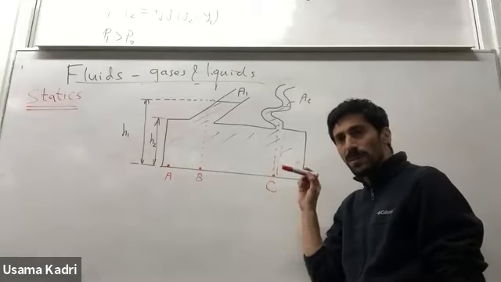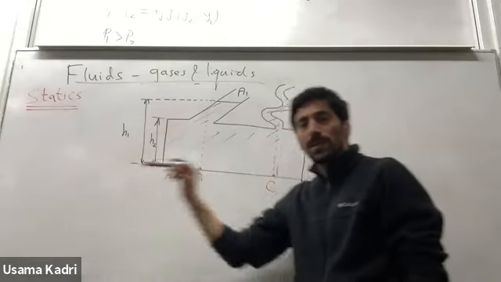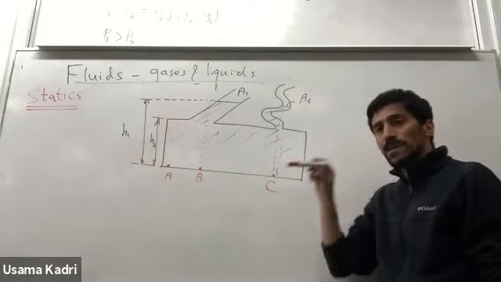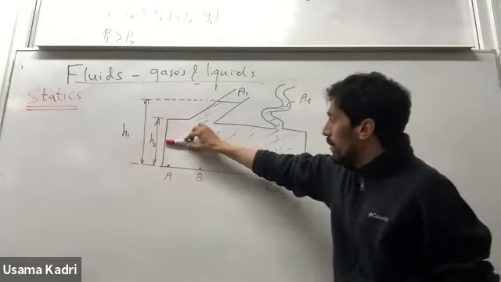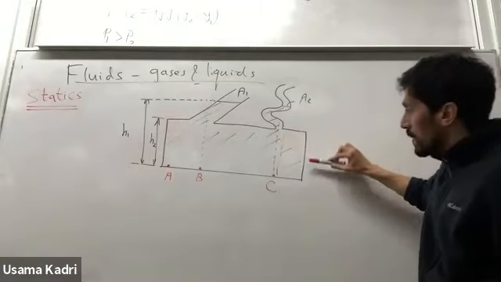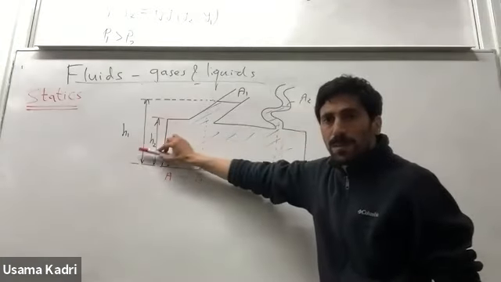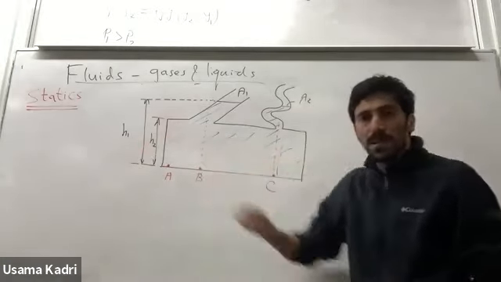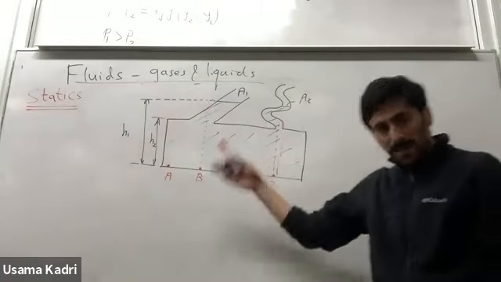Pressure is always equal in the horizontal direction. So all the points here would be of the same pressure. All the points along this line will be the same pressure. All the points here will be the same pressure. This is half of the answer.